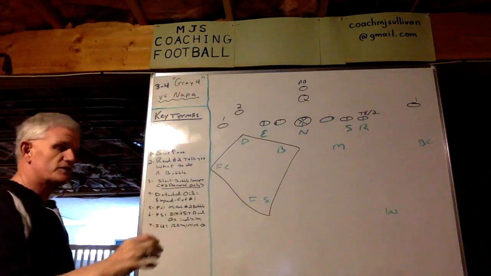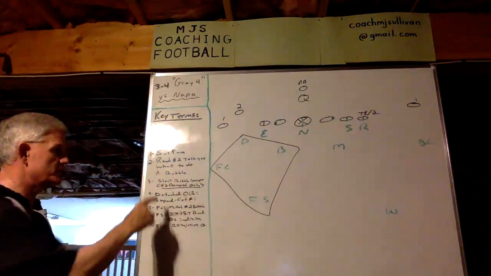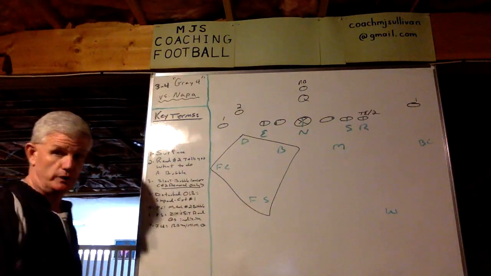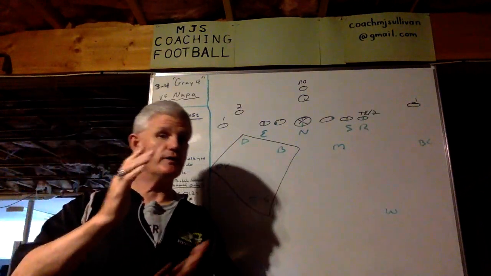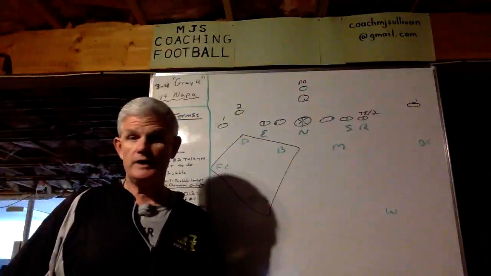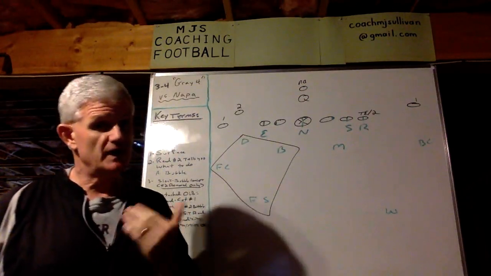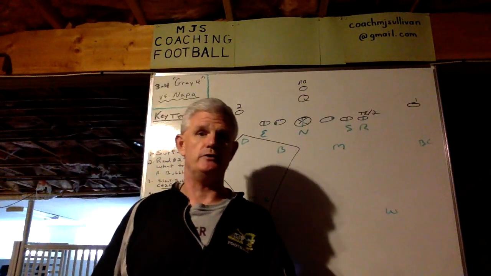So number 3, this is a slant-bubble concept, which means number 2 removed only. Number 2 has to be removed in order for them to be able to execute Napa. They can run California with a tight end, but they cannot run Napa with a tight end. So you need to teach your players that, right?